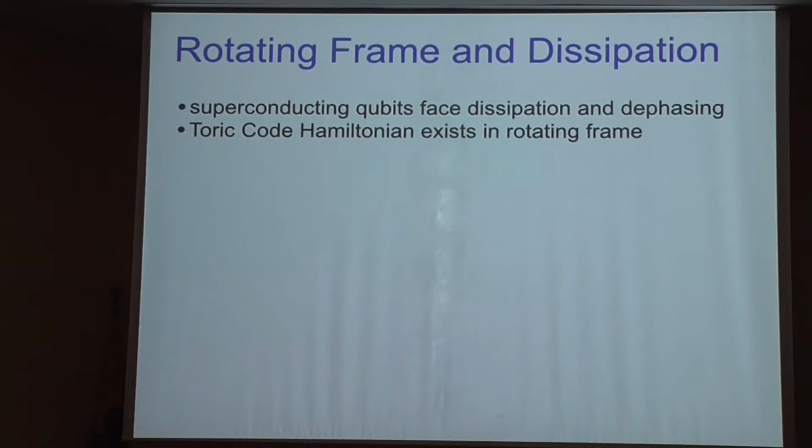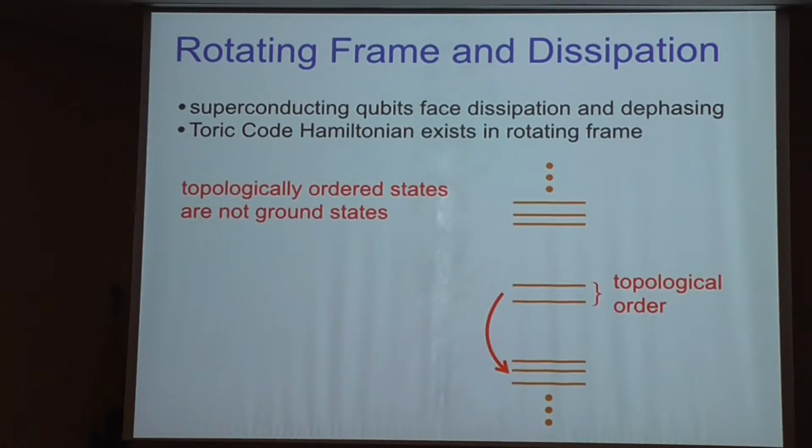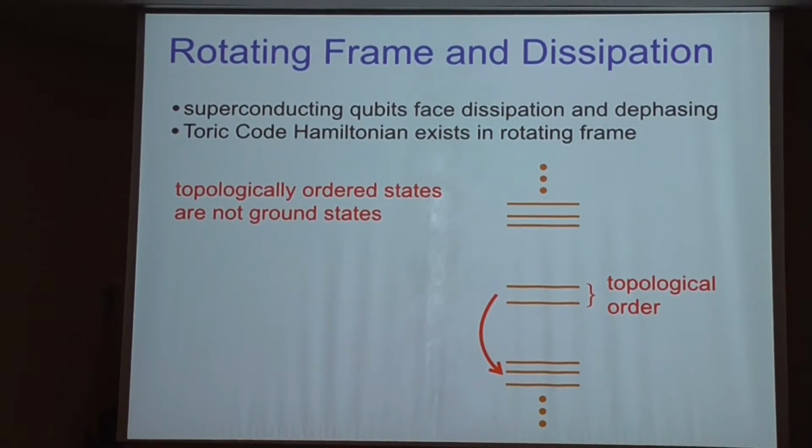So one word of warning concerning this rotating frame. Since this is a realization of this toric Hamiltonian in a rotating frame, it doesn't have the simple part of the error protection that a ground state topological order would have, right? So these topologically ordered states are here not the ground states of the spectrum. So they are ground states in a rotating frame, but of course in the lab frame that doesn't mean that they would be ground states.